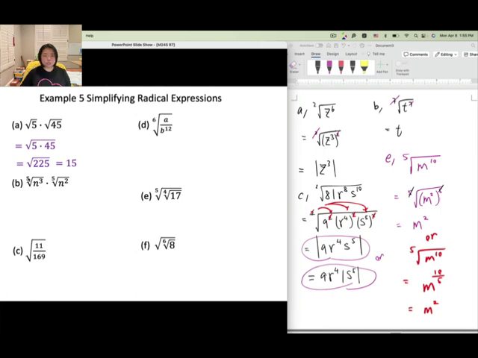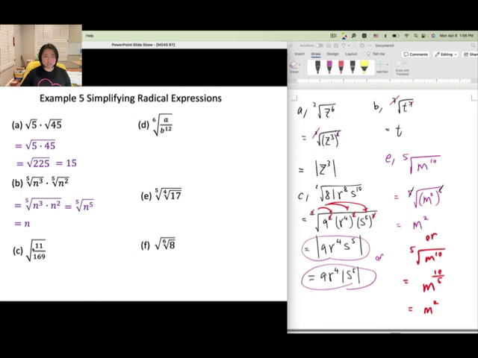Okay, b, both of them are 5th root, so I could put it together. And then, when they have the same base, you could add up the exponent. And you're gonna cancel out the 5th here. It's only equal to n. And this n is an odd number, so it doesn't matter to put the absolute value or not here.